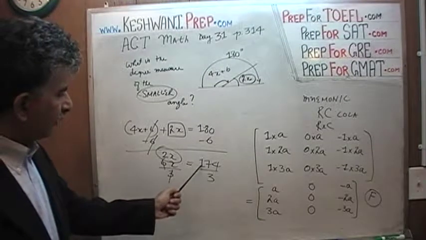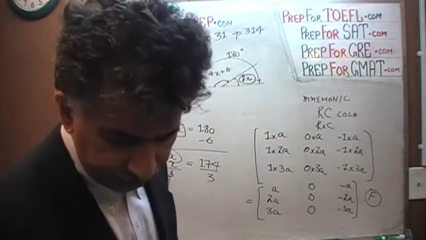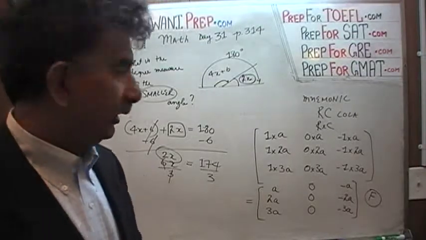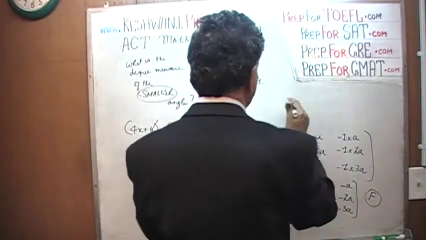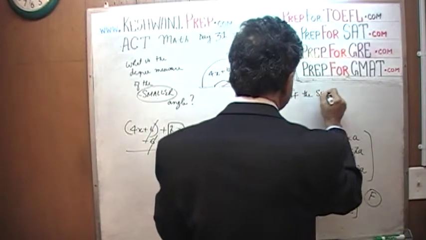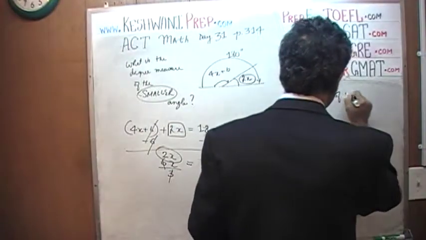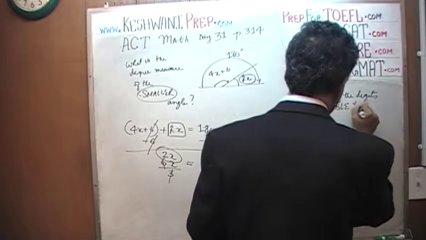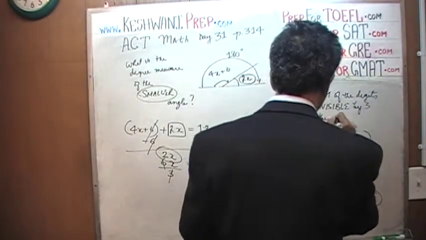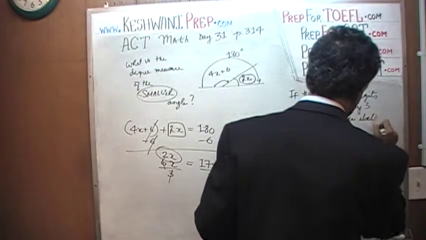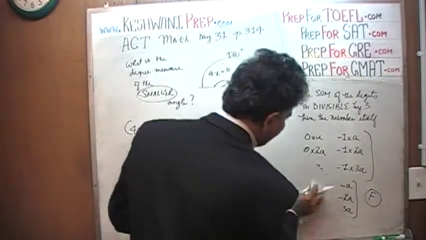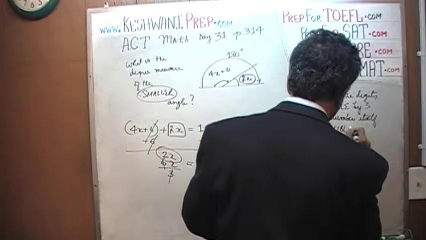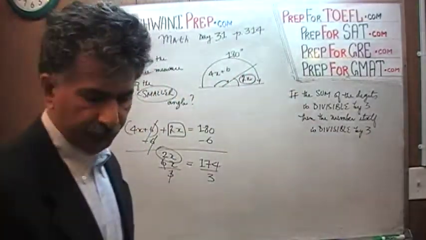The question is, is 174 divisible by 3? How do we know if a number is divisible by 3? Well, we have talked about it many times in the other videos. The way we know is that if the sum of the digits is divisible by 3, then the number itself is divisible by 3. So let's find the sum of the digits, shall we?